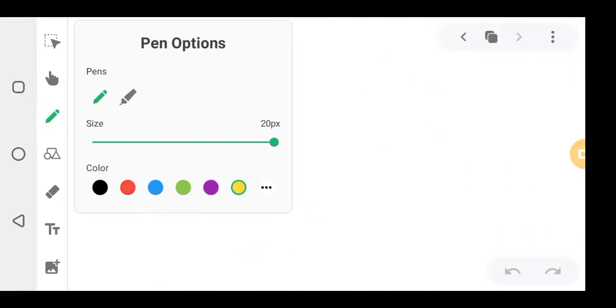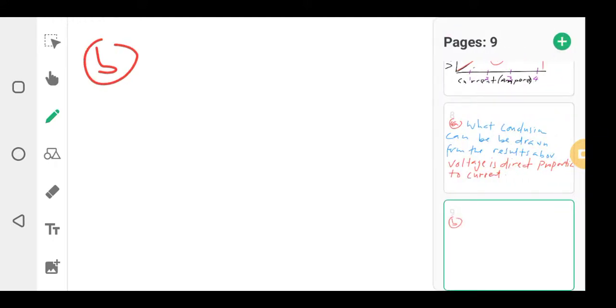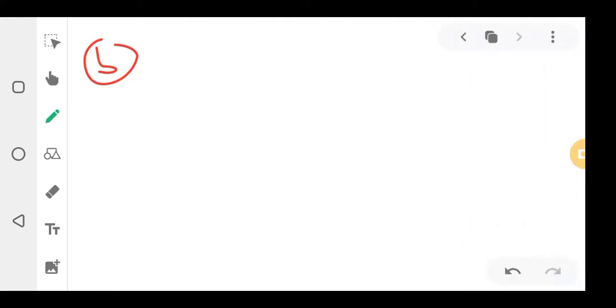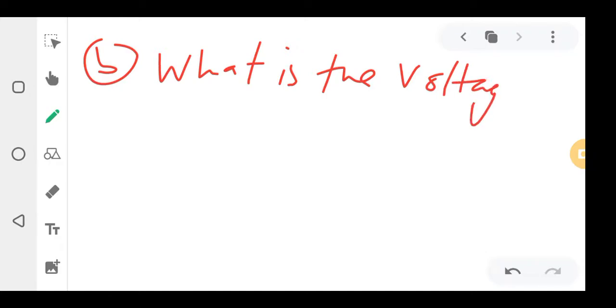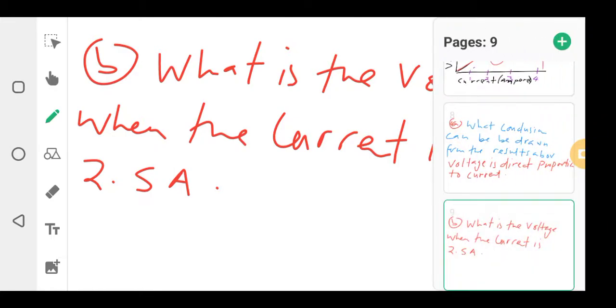Question B. From the graph, what is question B saying, guys? Question B says, what is the voltage when the current is 2.5 amps or ampere? So what is the voltage when the current is 2.5?